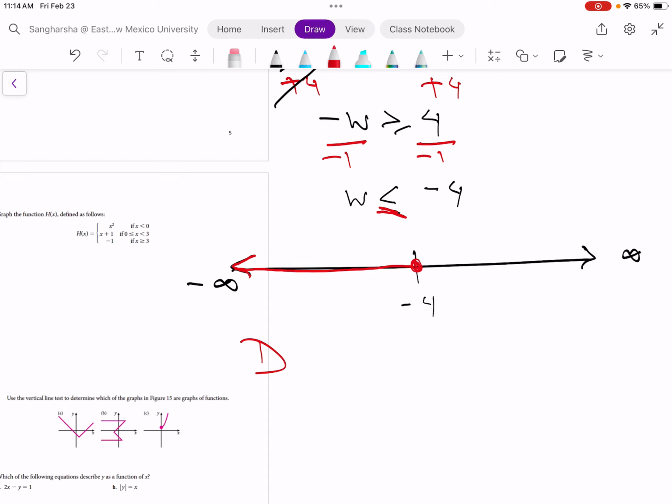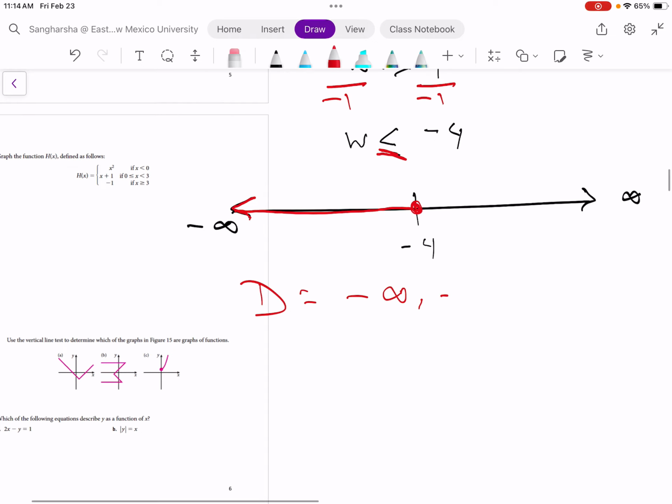So the domain is from negative infinity to negative 4. With infinity, it's always a parenthesis, and with negative 4, we have a closed circle, which means you're going to have a bracket. So any number which is less than or equal to negative 4 is the domain. It means if we choose any number from this set, we get a real output. If you choose another number, we get an imaginary, a complex output. But we want a real output to be our domain.